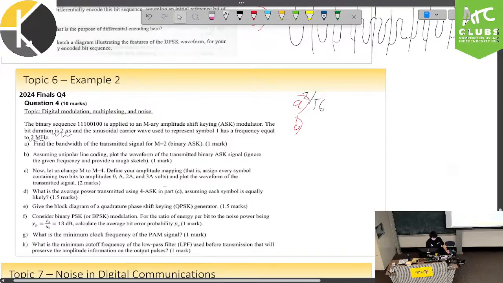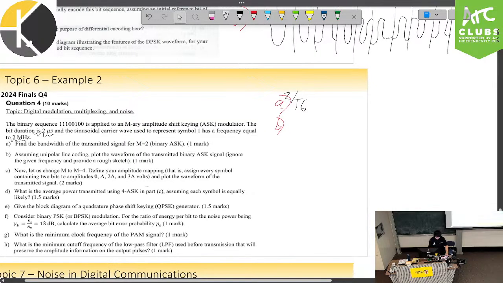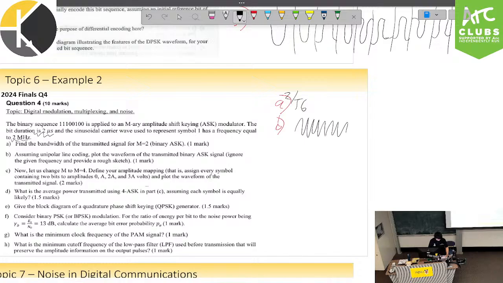Sorry, I've misread. I've looked at C instead of B. So plotting the waveform in binary ASK. For 3 bits, we're going to go moving, 2 bits, not moving, 1 more bit moving, then 2 not. So 1, 2, 3, 1, 2, 1, 1, 2.